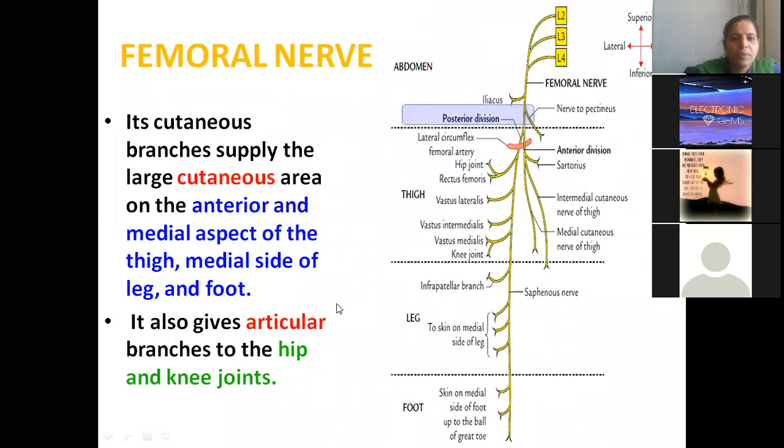So the cutaneous branch is supplying the anterior and medial aspect of the thigh, the medial aspect of the leg, and up to the foot. It also gives articular branches to the hip and knee joints.